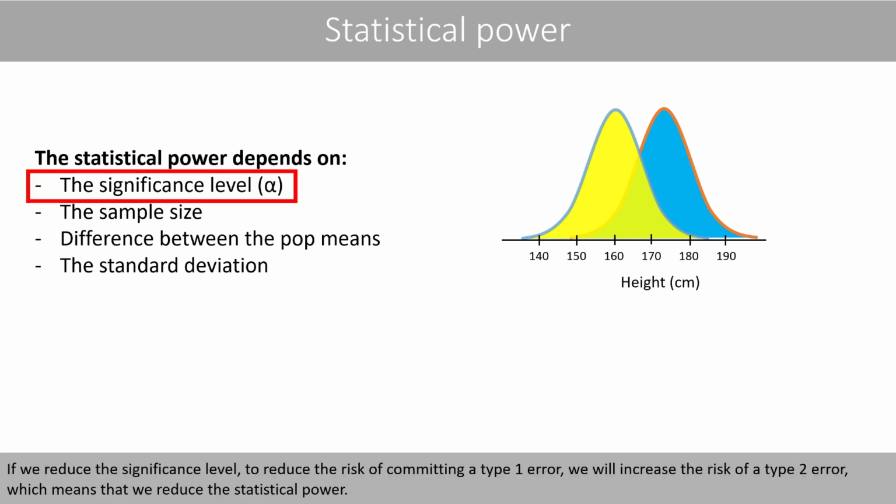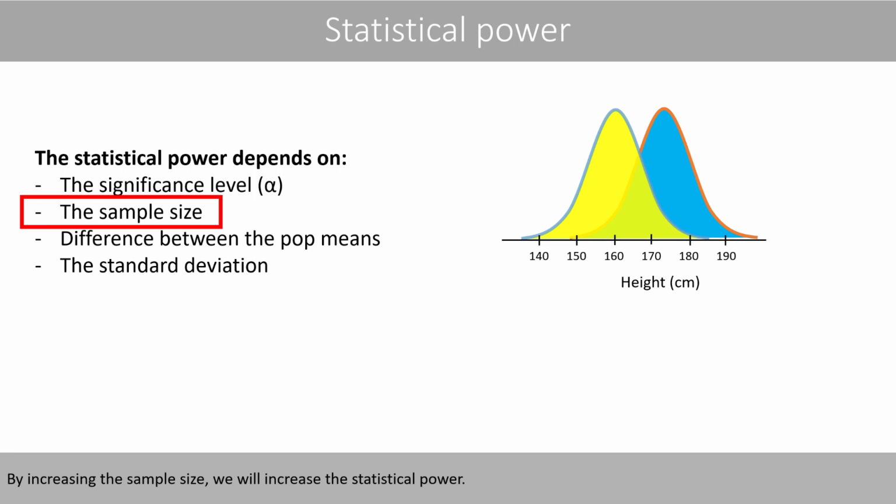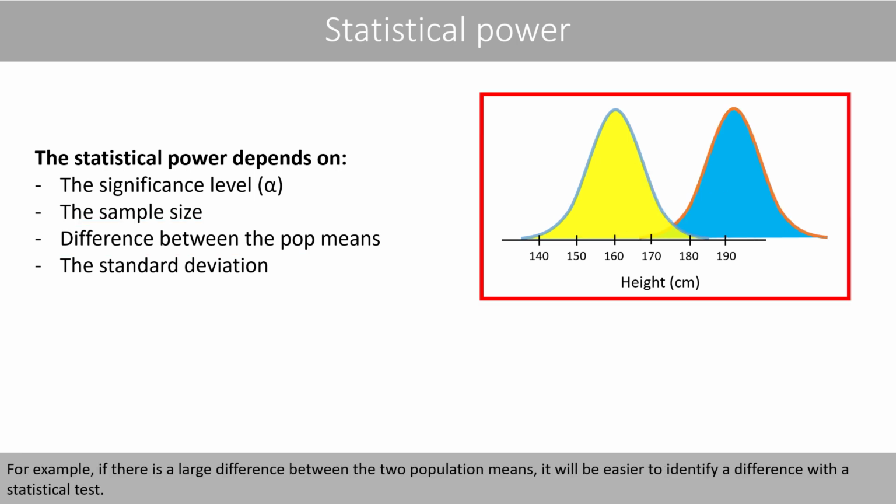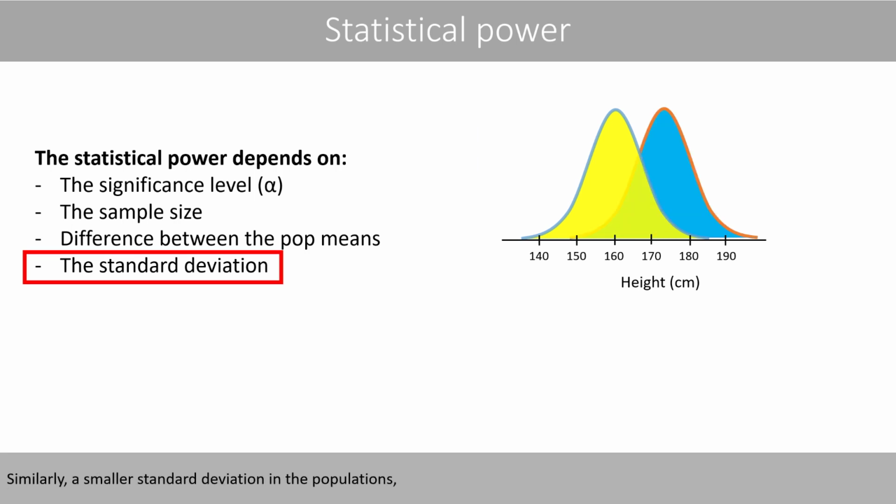If we reduce the significance level to reduce the risk of committing a type 1 error, we will increase the risk of a type 2 error, which means that we reduce the statistical power. By increasing the sample size, we will increase the statistical power. If the difference between the 2 population means is large, we will also increase the statistical power. For example, if there is a large difference between the 2 population means, it will be easier to identify a difference with the statistical test.